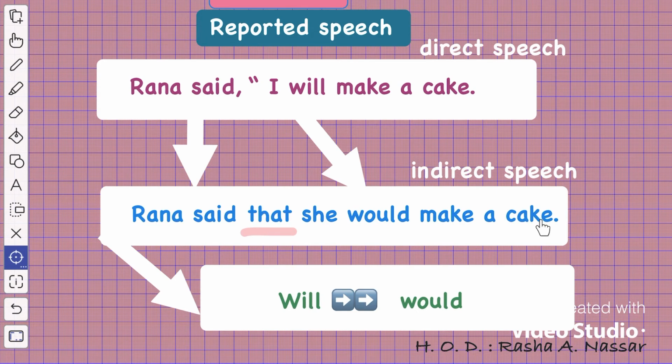And of course you know that after will and would the infinitive comes. So will and would are followed by V1 or infinitive. The verb is in the infinitive form, without s, without ing, and without ed. So here will is changed into would.